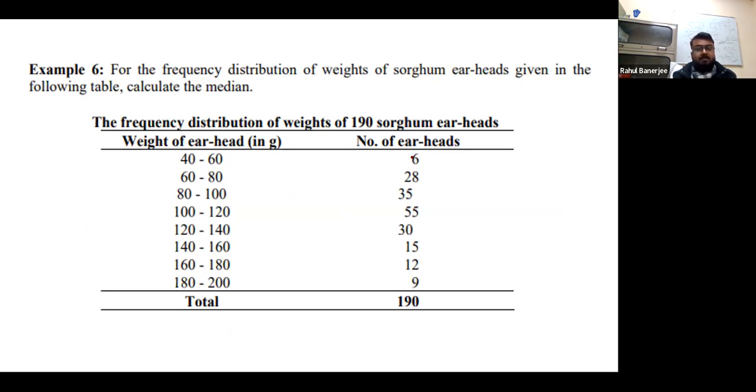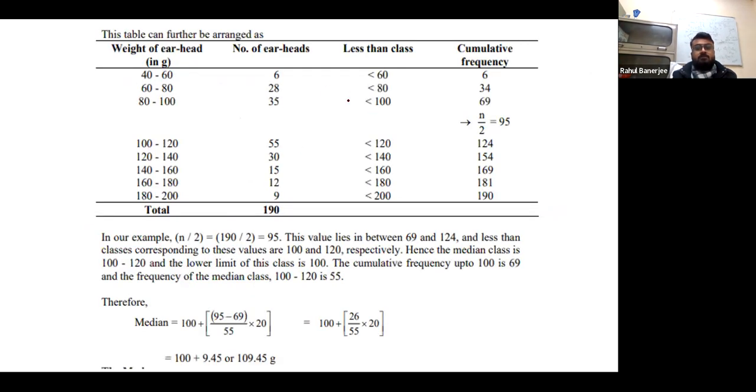So there are 6 earheads which belong to this category. There are 28 belonging to this, 35 belonging to this, 55 belonging to this, and so on and so forth. What we need to do now is calculate, these are the lower limits. Okay. Sorry, the upper limits. Now you see, less than 60 we have this much, less than 80 we have this much, less than 100 we have this much. And the next step is to calculate the cumulative frequency.